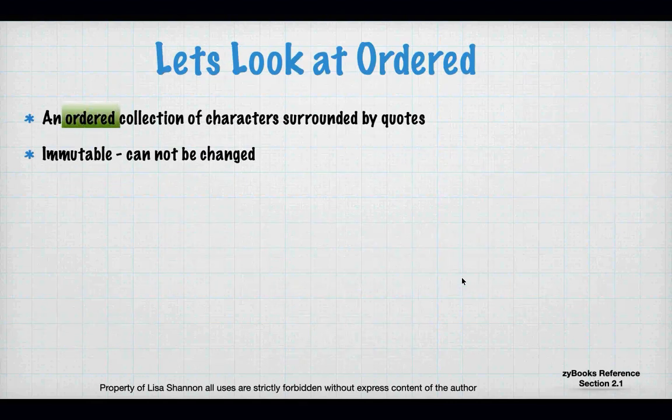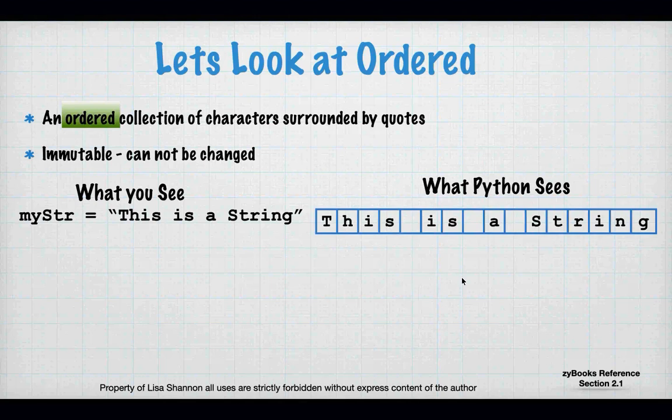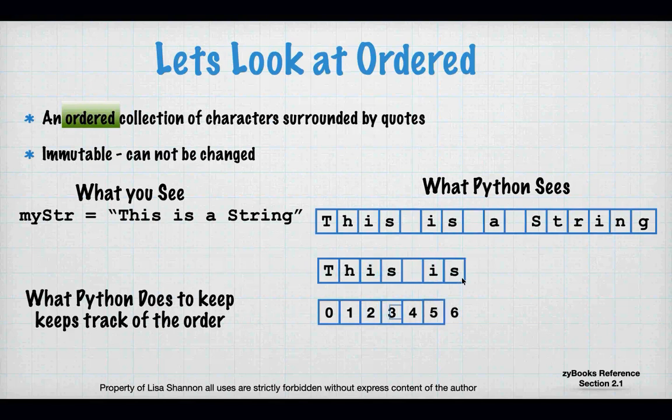Okay, what does ordered mean? So we now know what the syntax is to make up a string. But we have this other thing of an ordered collection of characters, and this becomes important when we want to create new strings based on the string that we currently have. And you're going to have to use this concept in labs. So what you see, this is a string, what Python sees. Well, we've seen this before. That is all the little boxes that make up all the little characters. But how does Python keep track of order? Well, Python keeps track of order by giving every element in the list a number. And we can call that number the index.